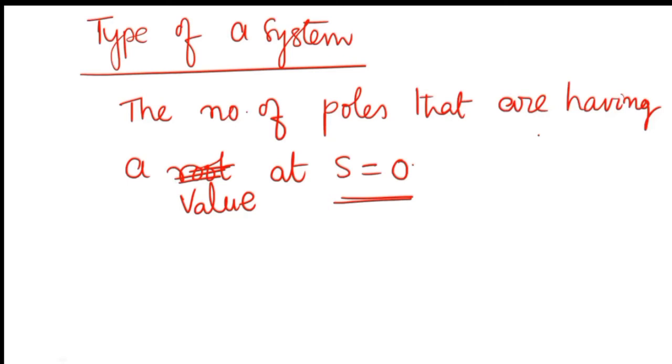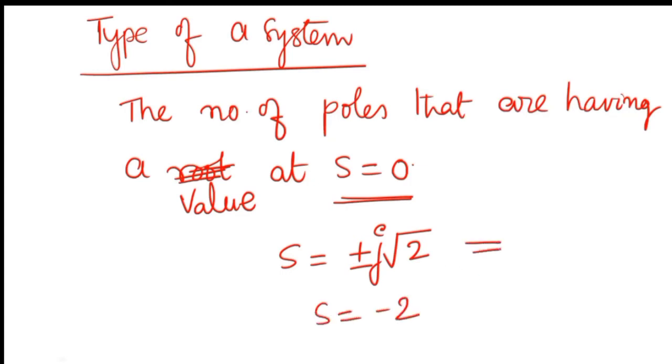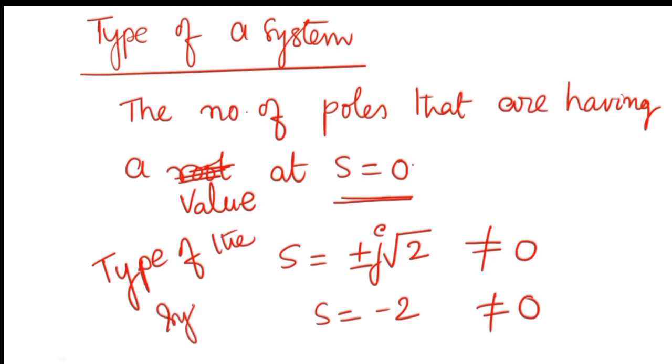Here, the poles of the system we took are s is equal to plus or minus a√2 and s is equal to minus 2. These two values are not equal to 0. Right? I can say that no pole is having s value equal to 0. So, type of the system is zero. The system's type is 0. Okay.